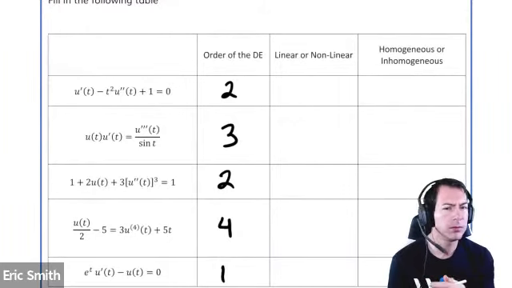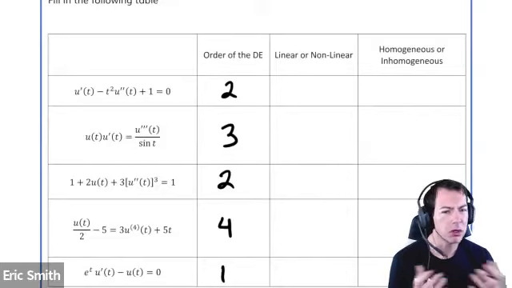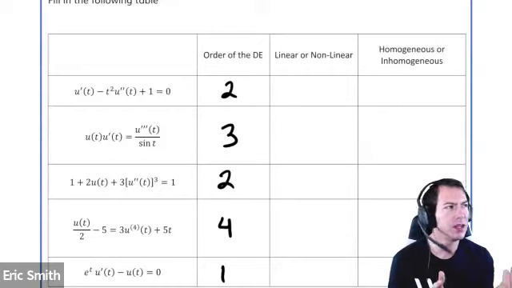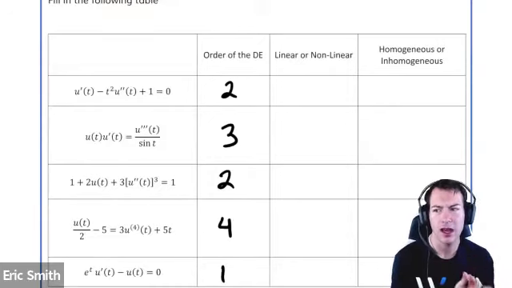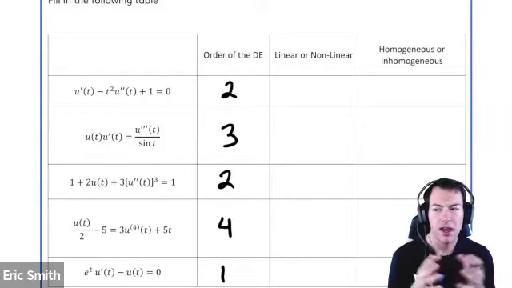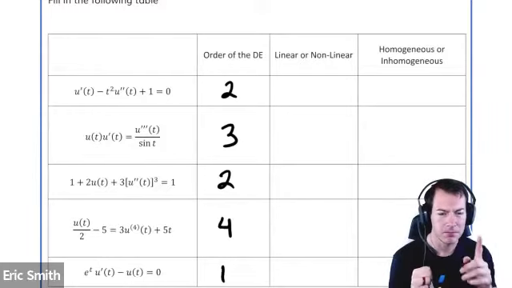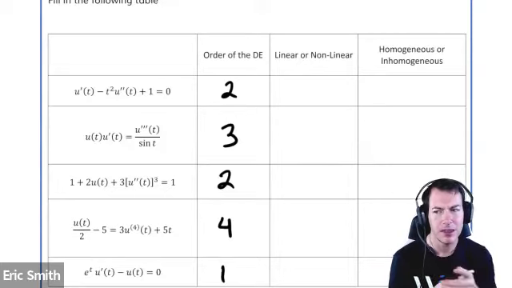Is it possibly being raised to any negative exponents? Is it being multiplied by another version of the original function? Those are things that would make it nonlinear. If every instance you see is just a power of 1, then we will call it linear.